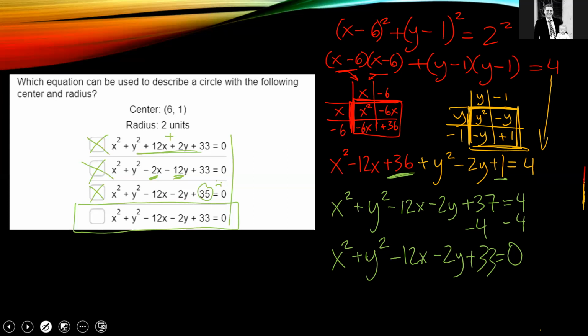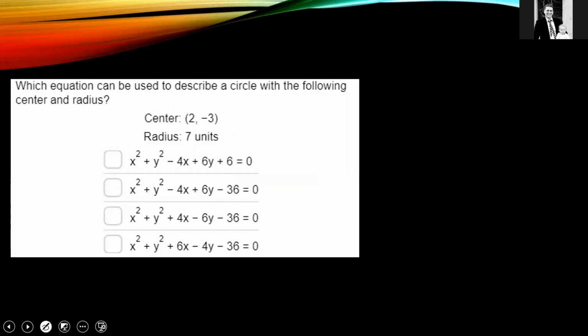Okay. Let's work another example because that was a lot to unpack. It says, which equation can be used to describe the circle with the following center and radius? So I'll start off with my nice x minus my x value, which is 2, squared, plus y minus my y value. Well, in this case, minus negative 3, so I can put plus 3 squared equals 7 squared. Okay. 7 squared, I know is 49, so I'll just kind of write that down.